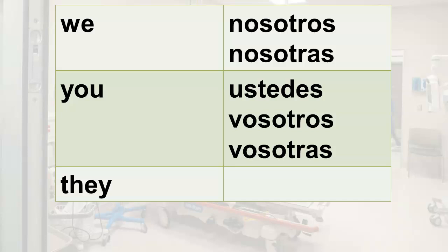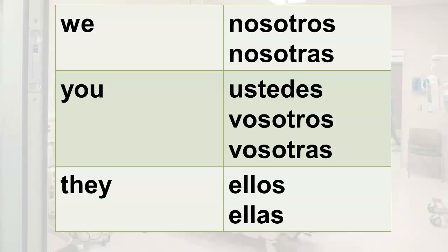The word for they is either ellos or ellas. Again, ellos for a group of males or a mixed group, males and females. Ellas is primarily for a group of females, if you're talking about a group of females. Okay, so there you have it for all the subject pronouns. Let's look at some examples.